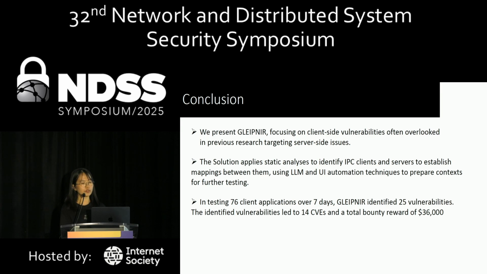And in summary, we introduced GLEIPNIR, which focuses on finding client-side vulnerabilities, an area that is often overlooked in research that usually focuses on server-side vulnerabilities. The solution uses static analysis to find IPC clients and servers and maps them together. It also leverages LLM and UI automation to prepare testing contexts. In testing 66 client applications over 7 days, GLEIPNIR identified 25 vulnerabilities. The identified vulnerabilities led to 14 CVEs and a total bounty award of $36,000.